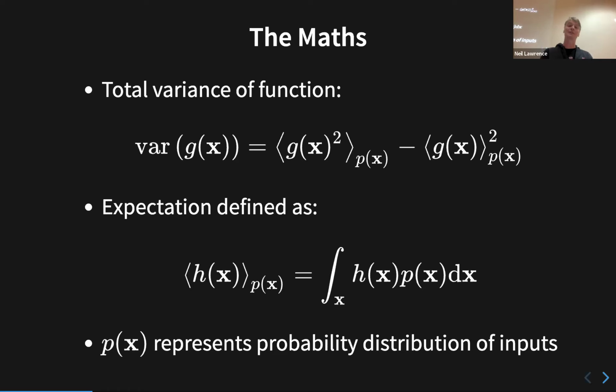So this is the total variance because it's the expectation of the square of the function minus the square of the expectation of the function. So this is the mean of the function, right? And that's the expectation of the square. So you subtract the mean squared off the expectation of the square, you get the total variance.